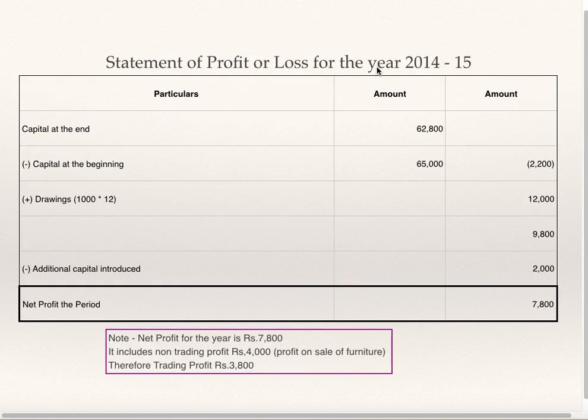Statement of profit or loss for the year 14-15. Capital at the end 62,800 minus capital at the beginning 65,000 gives minus 2,200. Add drawings, 1000 into 12, gives 9,800. Minus additional capital introduced 2000. Net profit for the year is 7,800. 7,800 is net profit, which includes non-trading profit 4,000, that is profit on sale of furniture. Therefore, trading profit is 3,800.